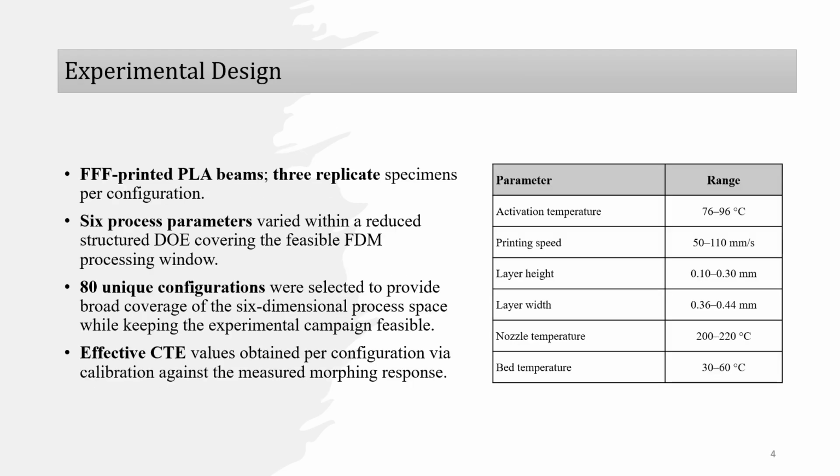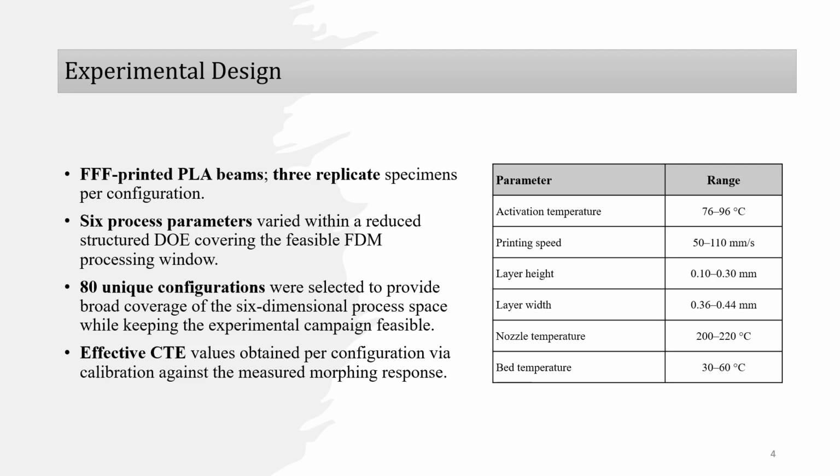The experimental dataset is based on FFF printed PLA beams. For each process configuration, three replicate specimens were produced. Six FFF process parameters were varied, that is activation temperature, printing temperature, layer height, layer width, nozzle temperature, and bed temperature. The selected ranges cover the feasible processing window for PLA beam morphing. We can see these ranges in the table on the right side of the slide.